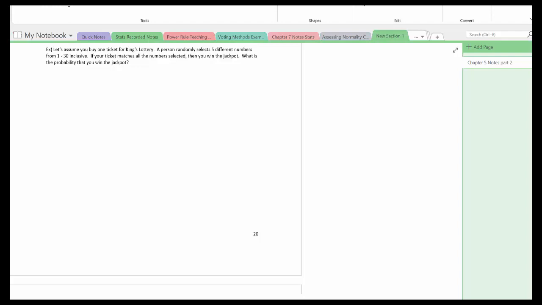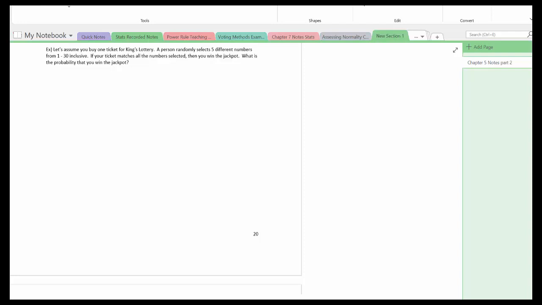In this video, we're going to take a look at probability problems using combinations. So let's take a look at an example. Suppose you buy one ticket for King's Lottery. A person randomly selects 5 different numbers from numbers 1 through 30 inclusive. If your ticket matches all the numbers selected, then you will win the jackpot. What is the probability that you will win the jackpot?